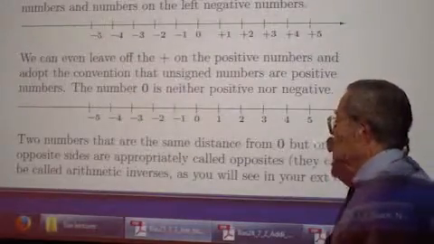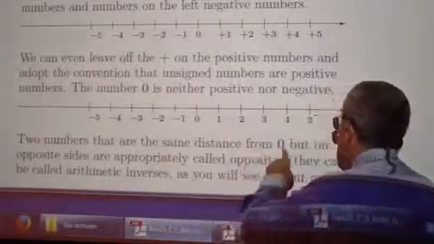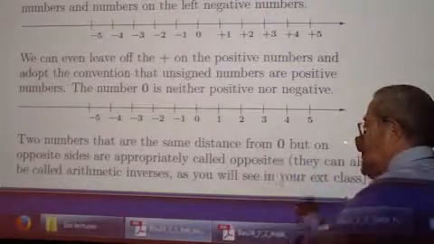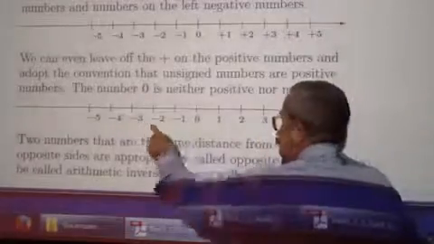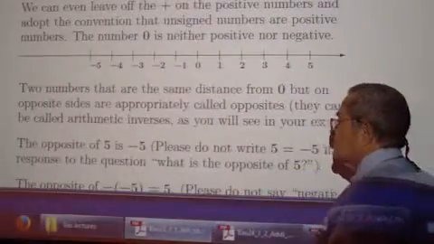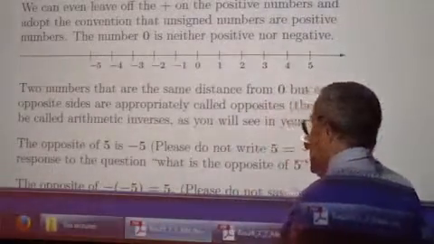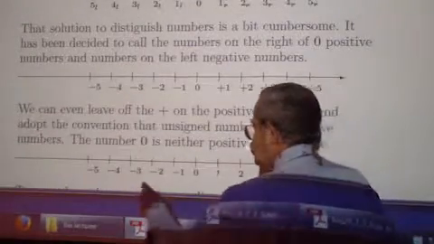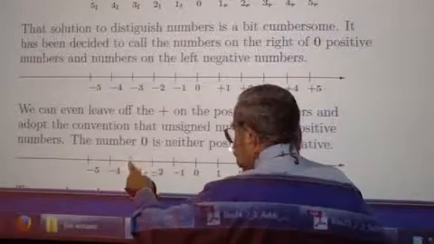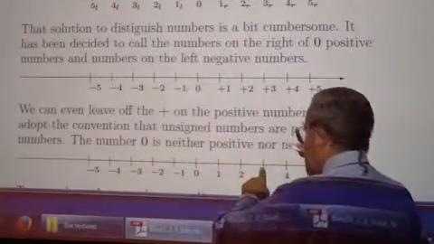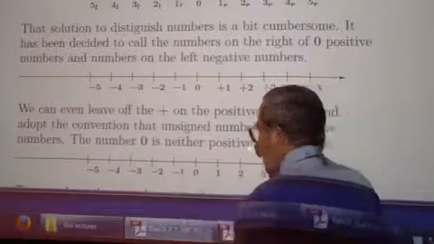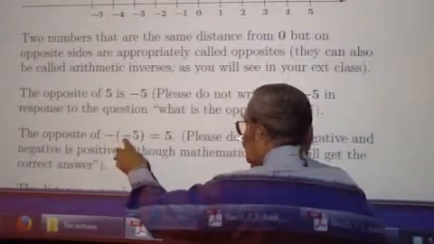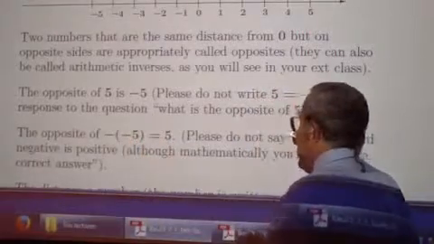Okay. Now, two numbers are the same distance from 0, but on opposite sides. They are appropriately called opposites. 3 and -3 are opposites. 5 and -5 are opposites. And now look at this. What is the opposite of -3? If this is -3, its opposite is on the other side, it's +3. So the opposite of -3, the opposite of -5 is +5.